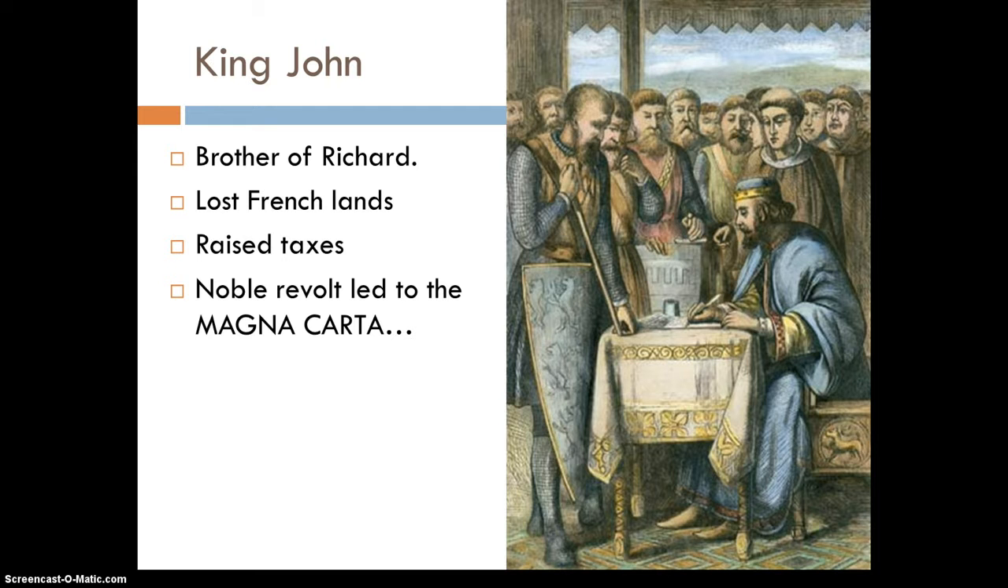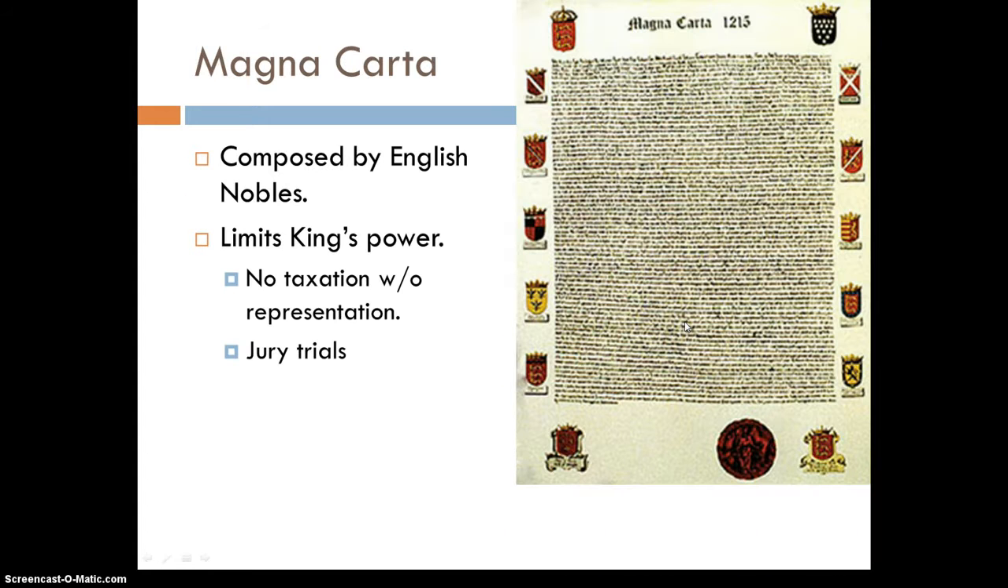He greatly raises taxes to try to gain those lands back, and it causes the nobles to revolt. And they force King John to sign a document called the Magna Carta. You can see that signing happening here in the picture. The Magna Carta was written by the English nobles, and they did so in order to try to limit King John's power over them.